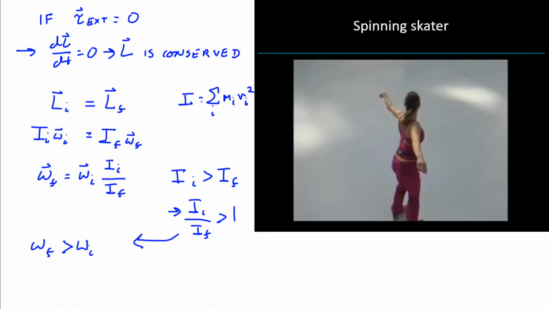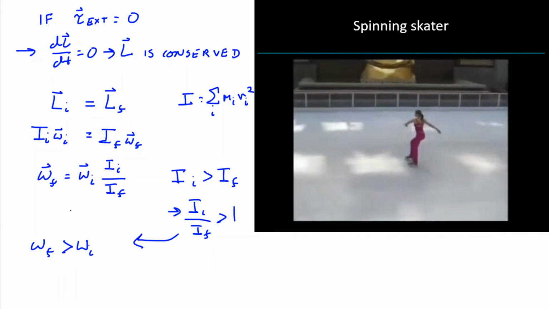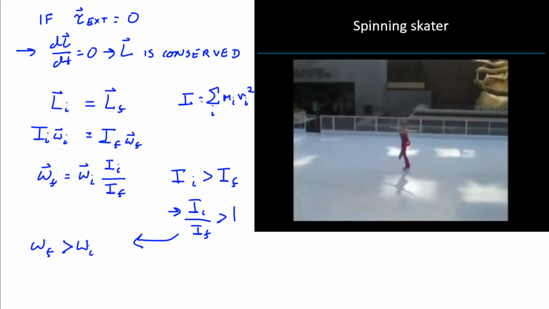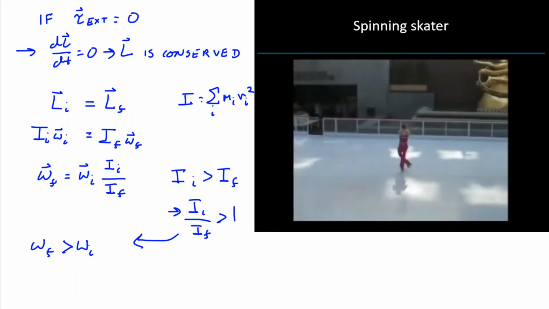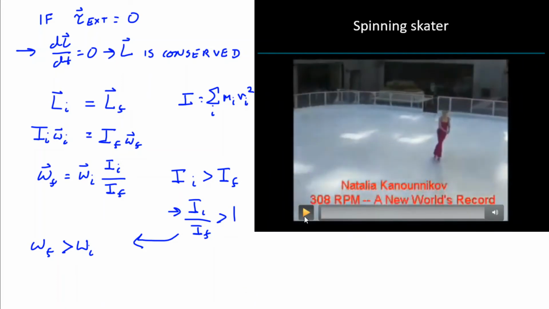Another classic demonstration of this effect is a spinning ice skater. So let's watch a video of what YouTube says is the world record for the RPMs of a spinning ice skater. So she spins around, pulls her arms and legs in, and spins at 308 RPM, 308 revolutions per minute, a new world record. So let's watch it one more time and see what happens.